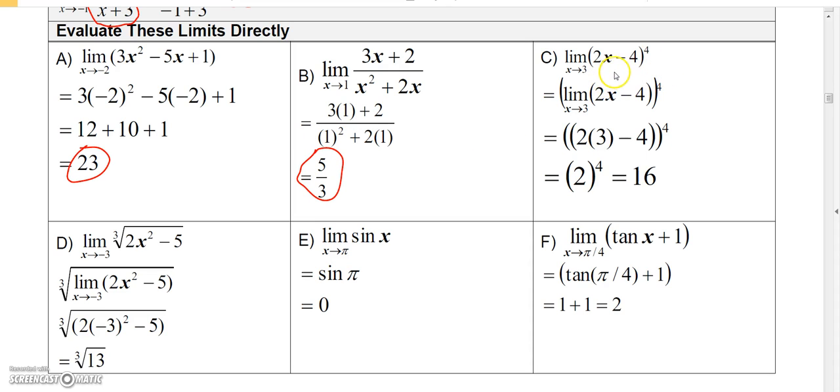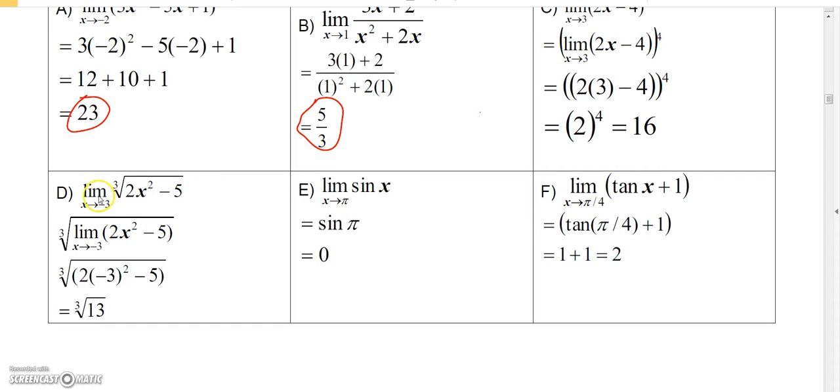Now this one is an example of the function raised to a power rule. So if I take the limit of 2x minus 4 to the 4th power as x approaches 3, I can actually take the limit of 2x minus 4 as x approaches 3 first, and that would give me 2 times 3 minus 4, which would be 2, and then I can raise that result to the 4th power. So I can do the power last.